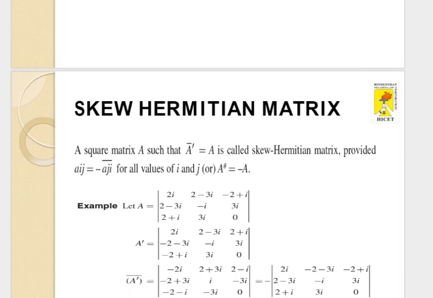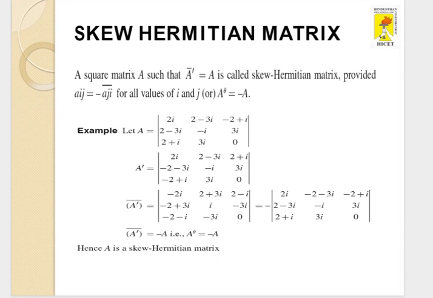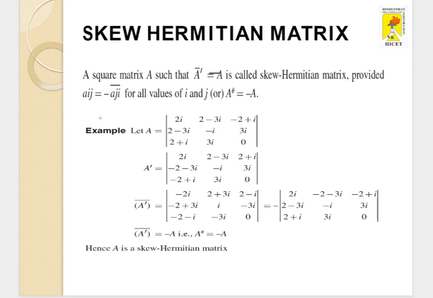Next, skew Hermitian matrix. A square matrix A such that if A dash bar is equal to minus A, then it is called skew Hermitian matrix, provided a_ij equal to minus a_ji bar for all values of i and j. That is, A^θ equal to minus A.